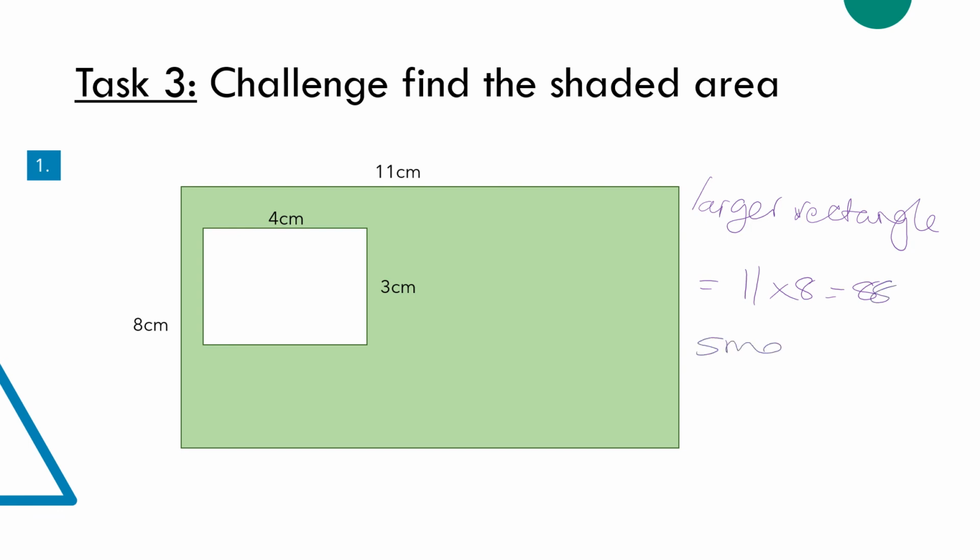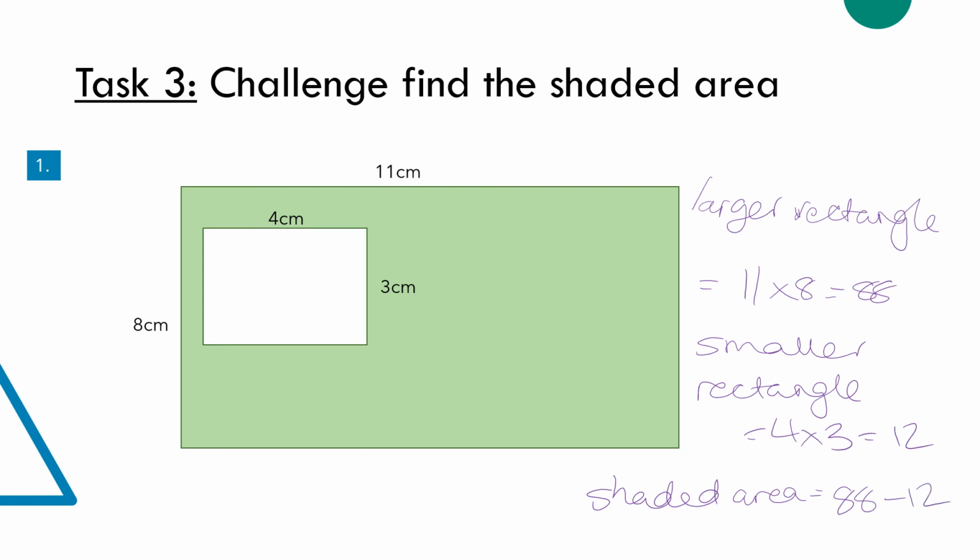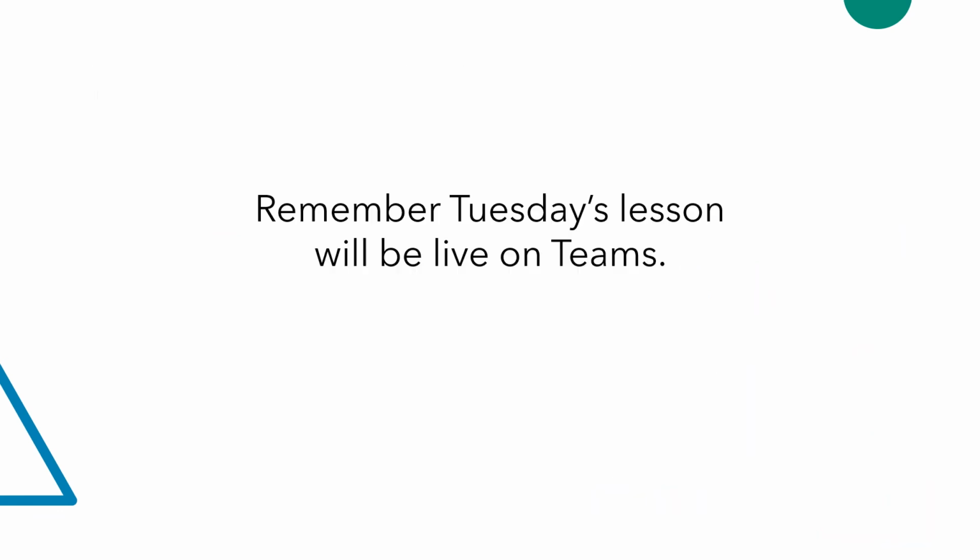The smaller rectangle that's been cut out from the middle is 4 by 3, which is 12. And therefore the shaded area is equal to 88, take away the 12 that was cut out, and that should have given you an answer of 76. And the units, hopefully you've put those in too, it's centimetres and it's 2 dimensions because it's area, so it's centimetres squared.